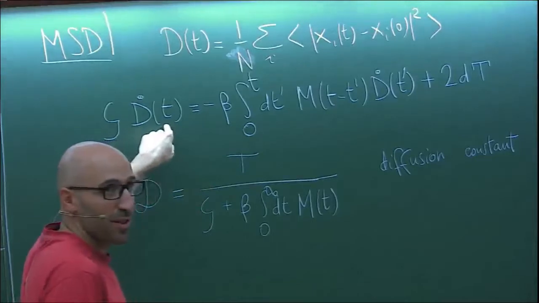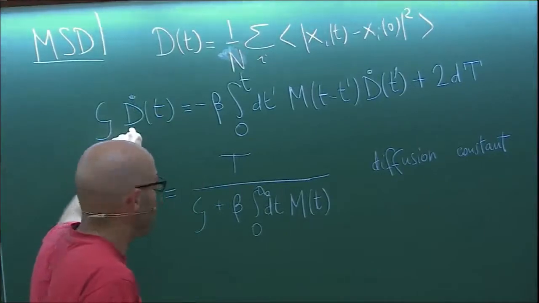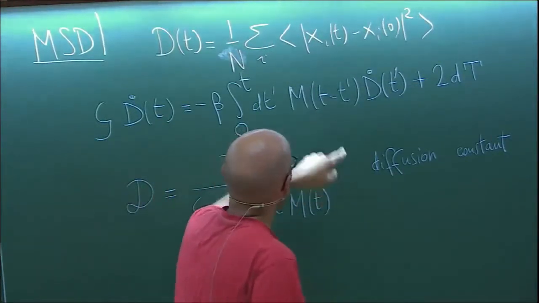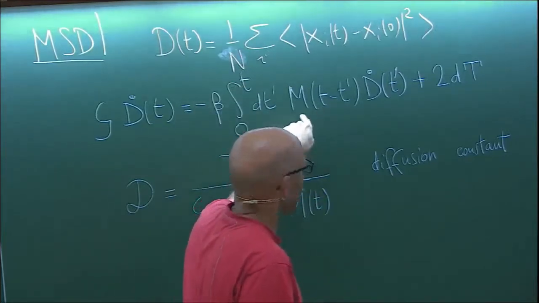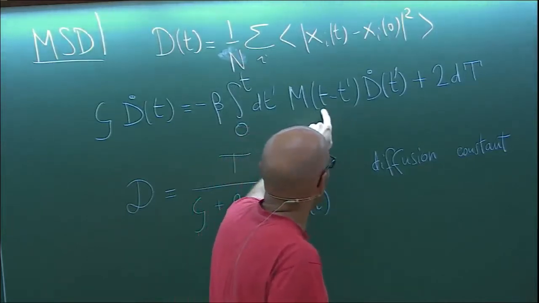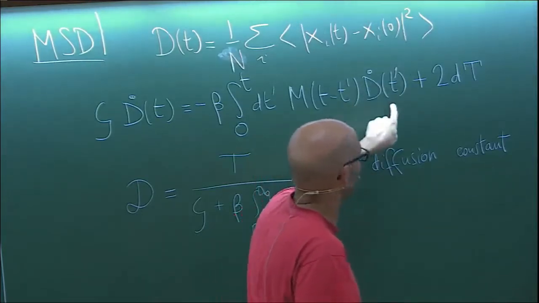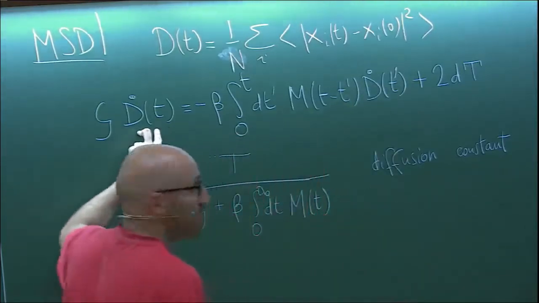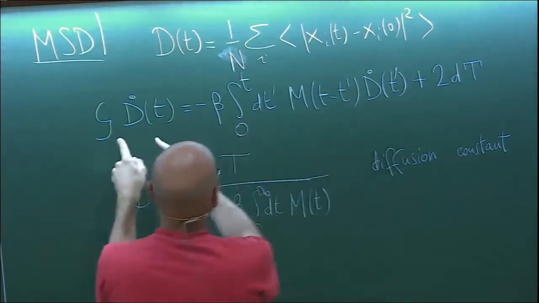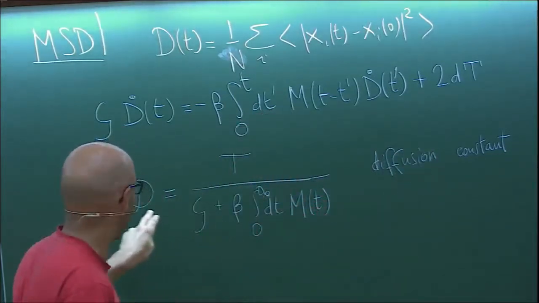Take the large time limit of this. This term is going to become a constant, because it's the derivative of D. And this term is going to become the integral of M. Why? Because when T is large, if M is short range in time, then T prime should be close to T. But if T prime is close to T and T is large, then T prime is large. And if T prime is large, this is a constant. So essentially, you get the diffusion constant here times the integral of M. You bring it to the other side and you divide. And you put all factors correctly and you find this expression for the diffusion constant.